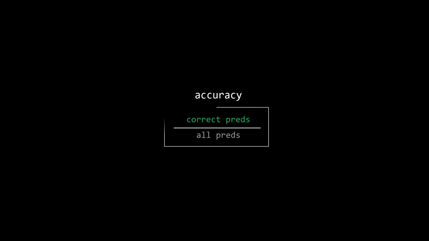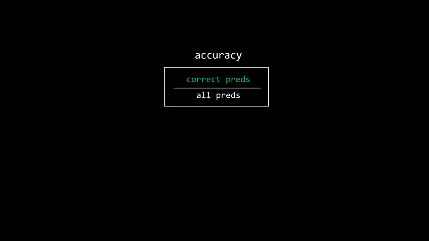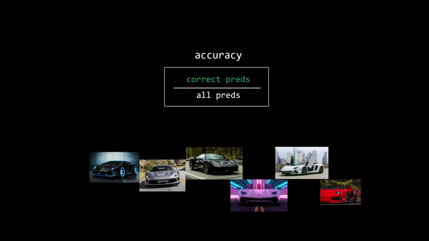We start with accuracy, which is all the correct predictions out of the total predictions. So the more correct predictions you have, the more accurate your model is. So let's use a subsample of 6 images. And let's say the model predicts each image as such.